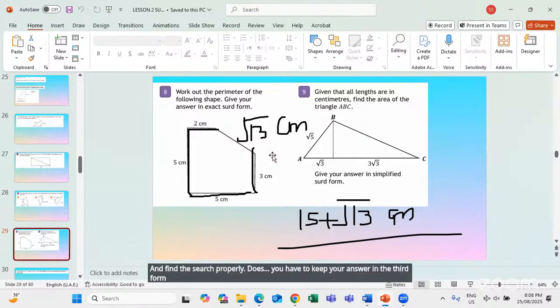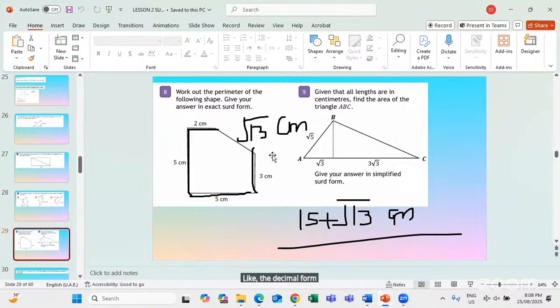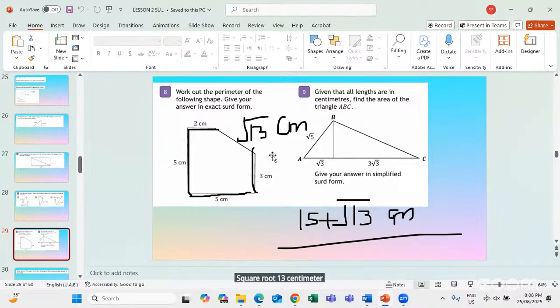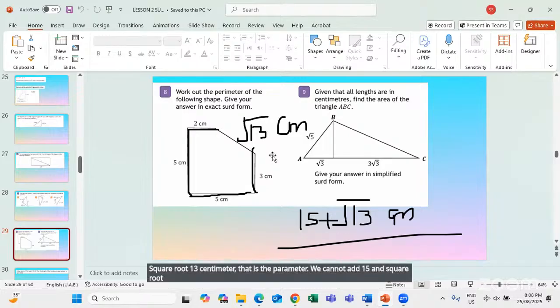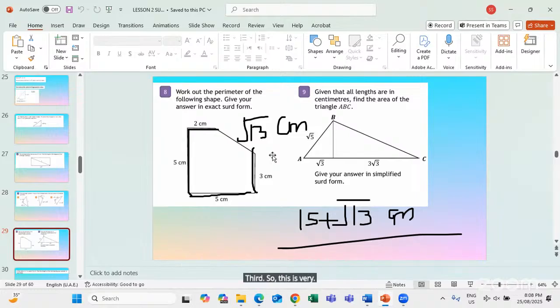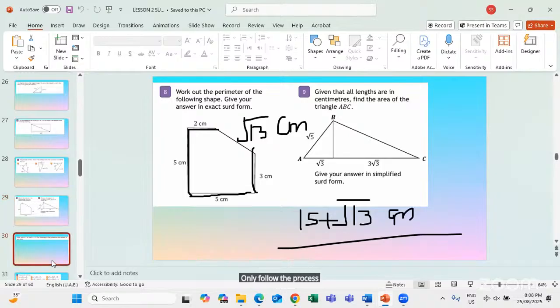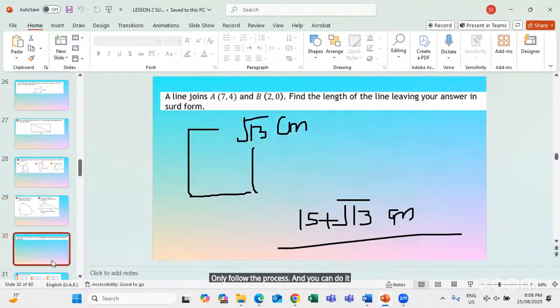Like the decimal form or something like that, it's not allowed. You have to give your answer in the surd. So 15 plus square root 13 centimeters. That is the perimeter. We cannot add 15 and square root 13 because square root 13 is a surd and 15 is a normal number without any surd. So this is very, very important over here. In the same way you can try this second question. Only follow the process and you can do it very easily.